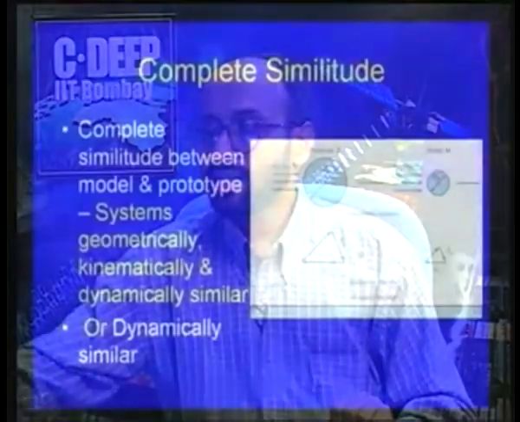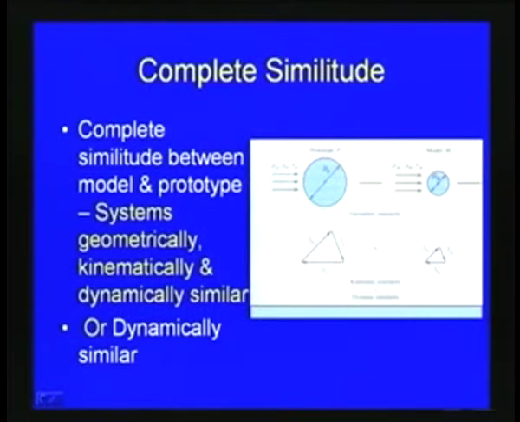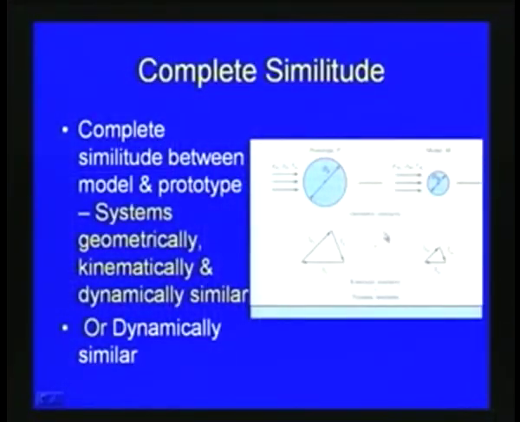Here in this slide you can see the prototype and the model. This is the prototype and this is the model. When the dimensions are considered and their similarity is met, we say geometric similarity. When the velocity, acceleration and other parameters are considered, we say kinematic similarity. And when the forces are considered and similarity is met, we say dynamic similarity is met. So, in complete similitude, the geometric, kinematic and dynamic similarity are met with respect to the physical modeling and the prototype.